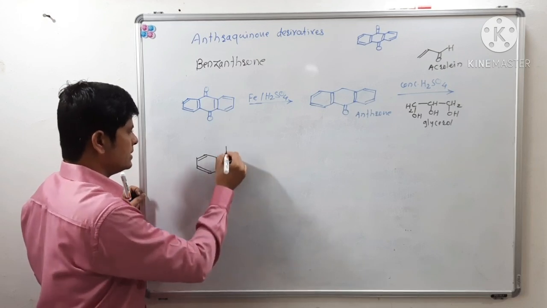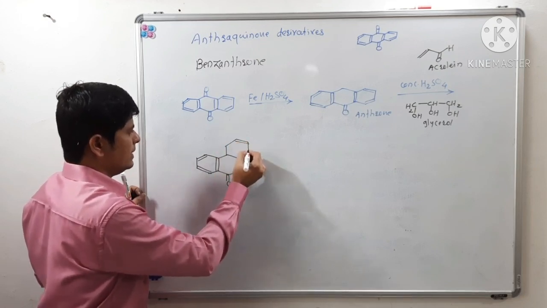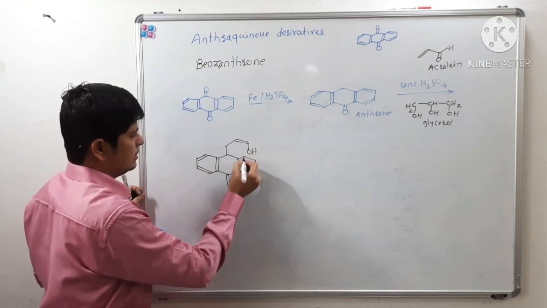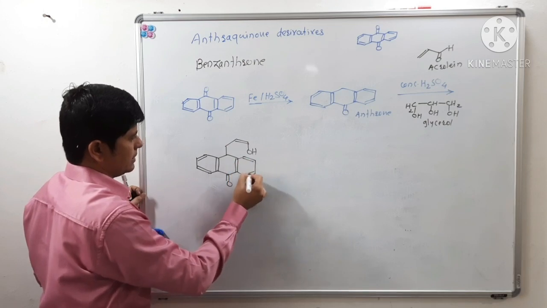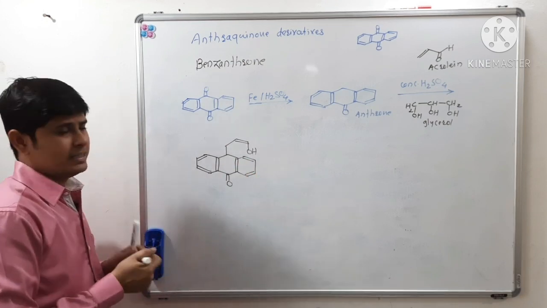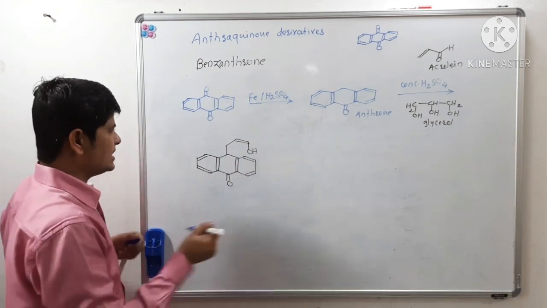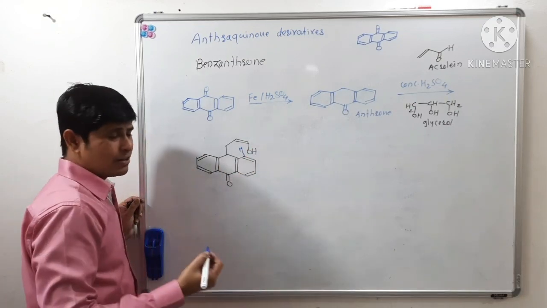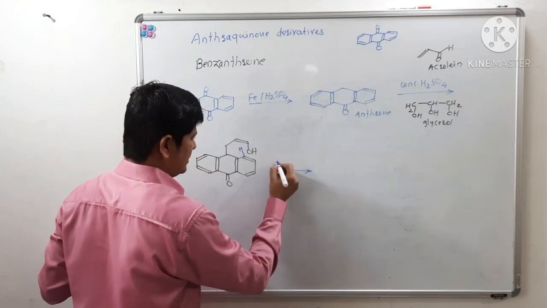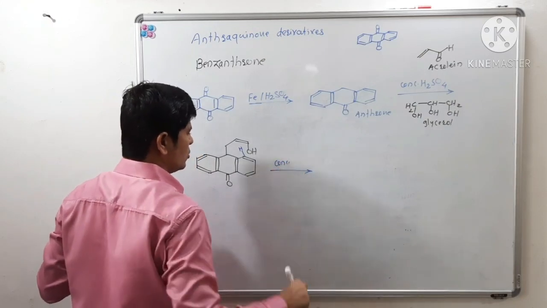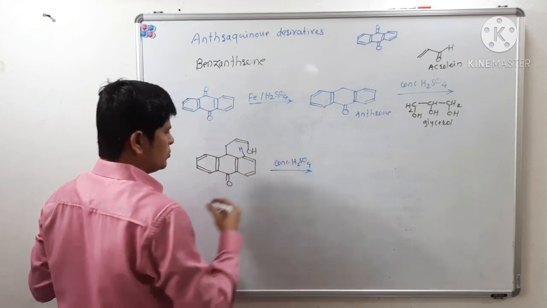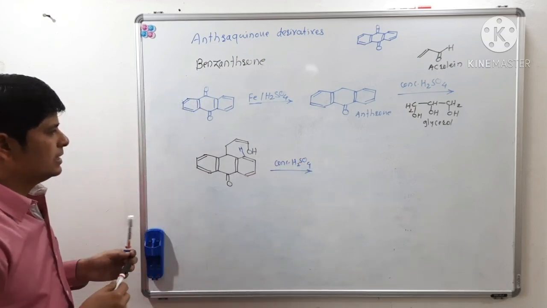This anthrone will get reacted with acrolein, so we will get this kind of product, isn't it? Now see, in the next step, the medium is acidic, we are using concentrated sulfuric acid. So in the next step, what will happen?